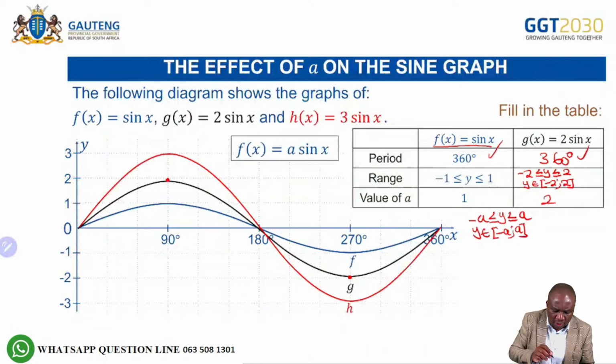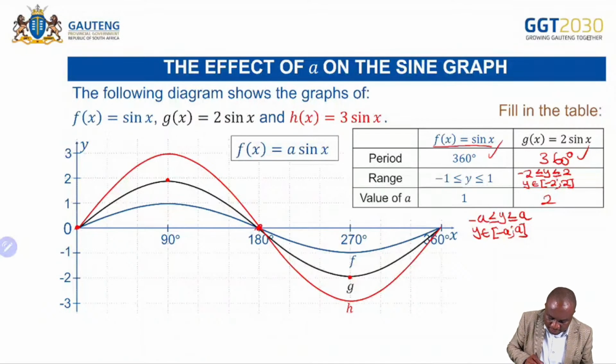Check again. The x coordinate of all the three graphs there, they're at 0, 180, the x coordinates of the x-intercepts, and then 360. Do you see that? They are not affected. But look at the y's. The y there is there, the y there is there, the y there is there. The y there is here, y is there, y is there. So A affects the y values. A affects the y values, not the x values. Okay? Right.